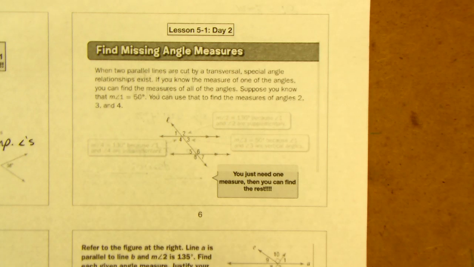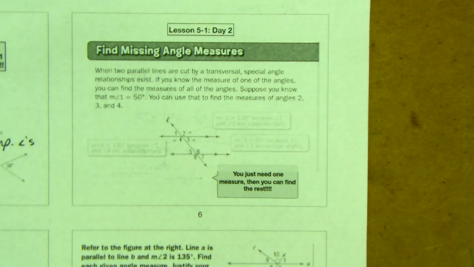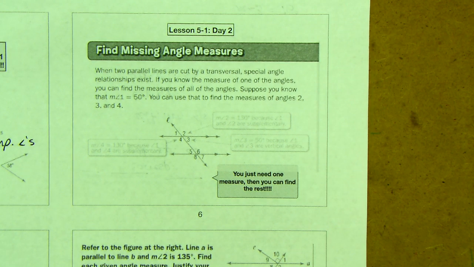Okay, so this is a continuation of lesson 5.1. In chapter 5, lesson 1, we spent the first half of this lesson filling out your foldable. It looks like this, with all your terminology in there, and hopefully we're going to continue to use that. But we're going to use all that information to find missing angle measures.